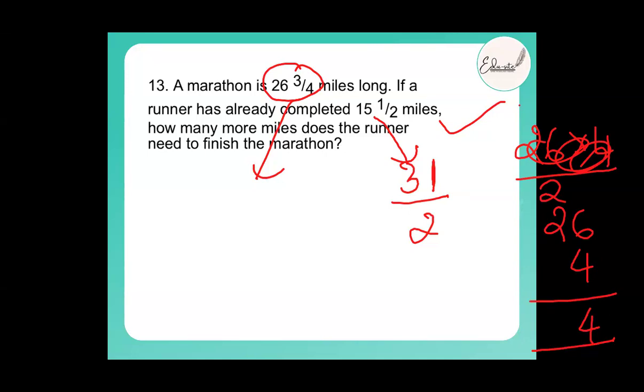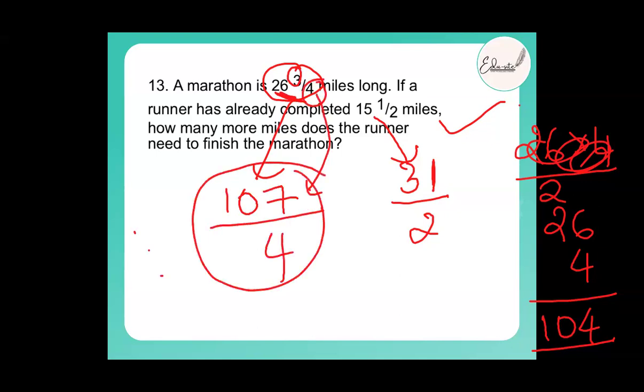Yes, 10. Plus 10. So it is 104. But you have plus 3 here, right? What is 104 plus 3? 26 into 4 is 104. Plus 3 is 107. 107 over 4. The denominator is 4, right? So this is the thing that you have got: 107 over 4 minus 31 over 2.